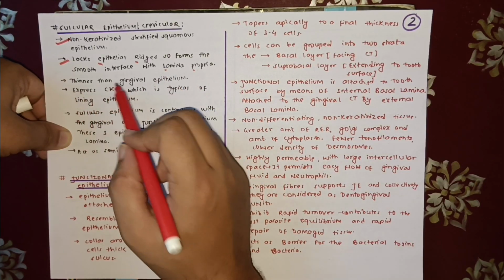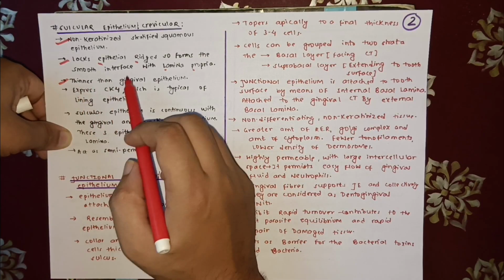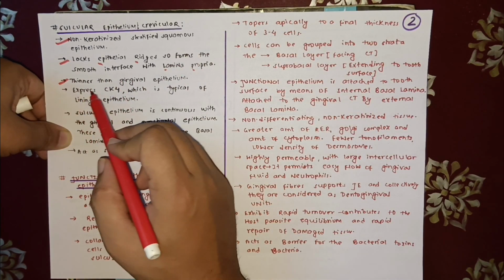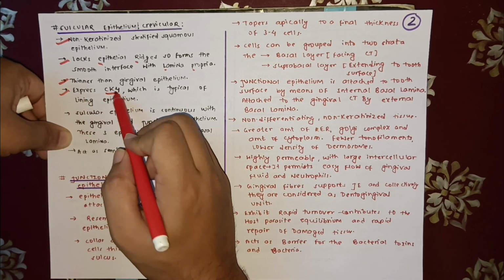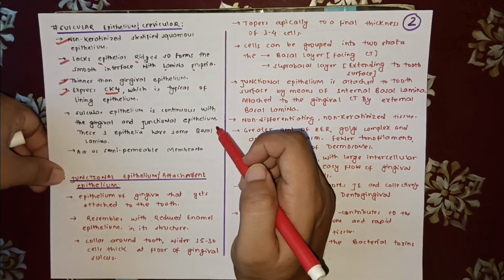After that, it is thinner than the gingival epithelium. It is thinner than the gingival or marginal epithelium, or the free gingiva. It expresses CK4, which is typical of lining epithelium. This is expressed by the sulcular epithelium, and this can be framed into an MCQ question.